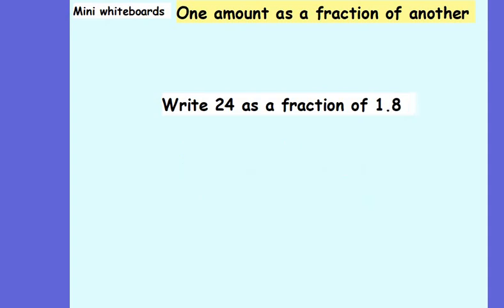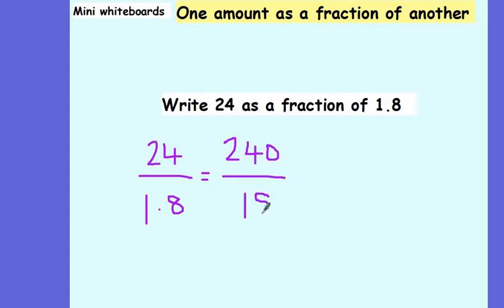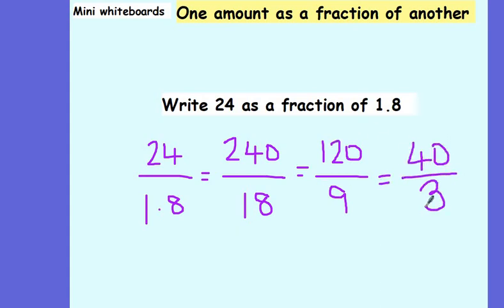Light blue books or mini whiteboards? Let's go through it. I've got 24 out of 1.8. I'm going to start by multiplying top and bottom by 10, which will give me 240 out of 18. I can then simplify that by dividing top and bottom by 2. And if I divide top and bottom by 3, I'm left with 40 over 3.